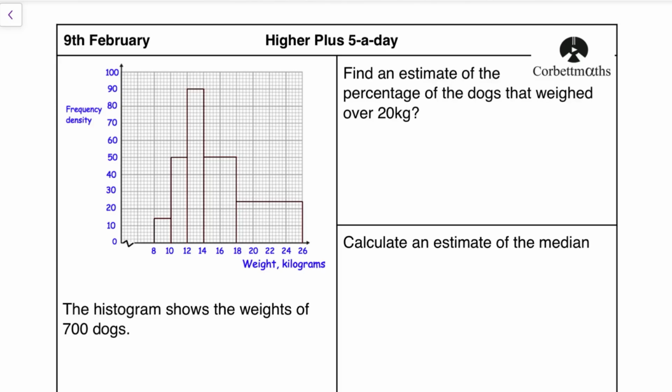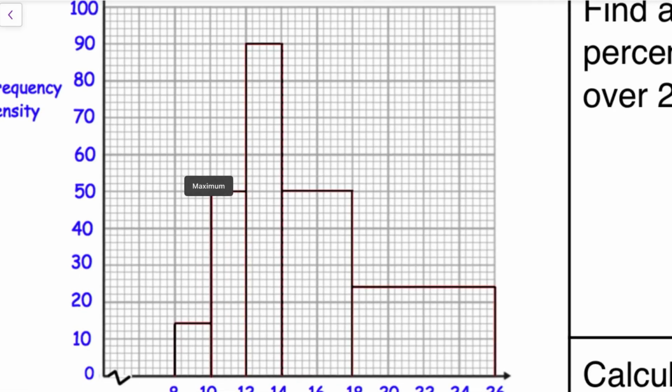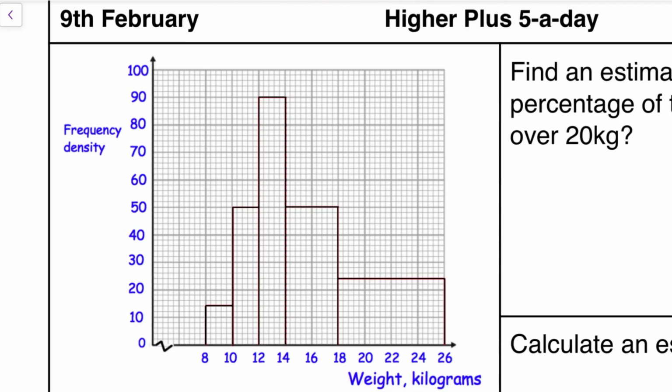So let's just hope. The first thing I'm going to do is work out the areas of each of these little bars. For example, this bar here is 2 across and it goes up, each square is 4, so it goes up 14. So 2 times 14 is 28. Then do that for each of these bars quickly so you can see what I'm doing. I've got 2 times 50, well that's easier, so that's 100. I've got 2 times 90, which is going to give me 180.